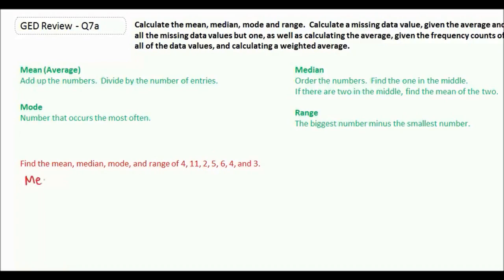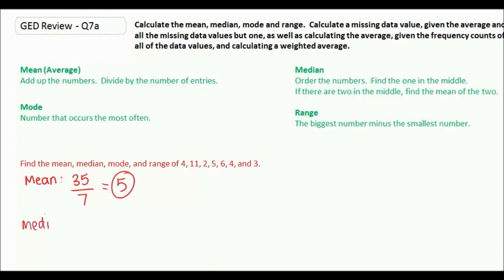So for mean, we're going to add up the numbers. 4 plus 11 gives you 15, plus 2 is 17, plus 5 is 22, plus 6 is 28, plus 4 is 32, plus 3 is 35. So the sum was 35, and we're going to divide by however many numbers we had, which was 7, which means the mean is 5.